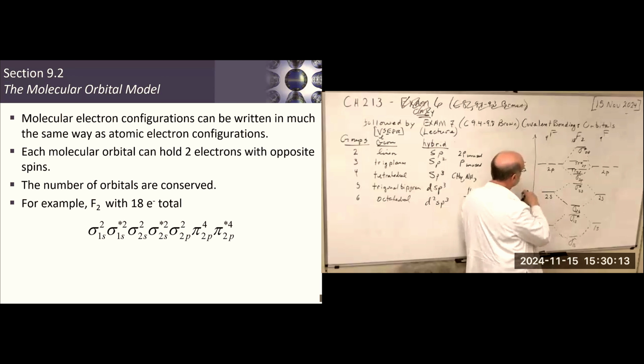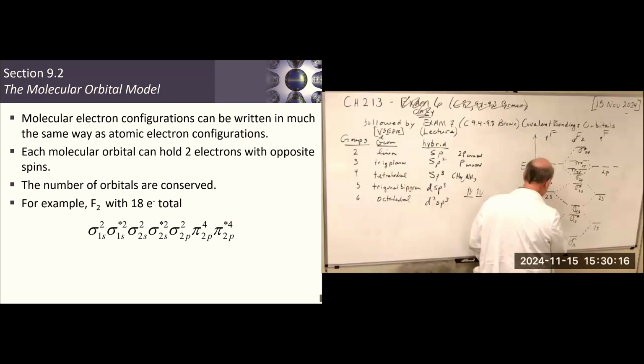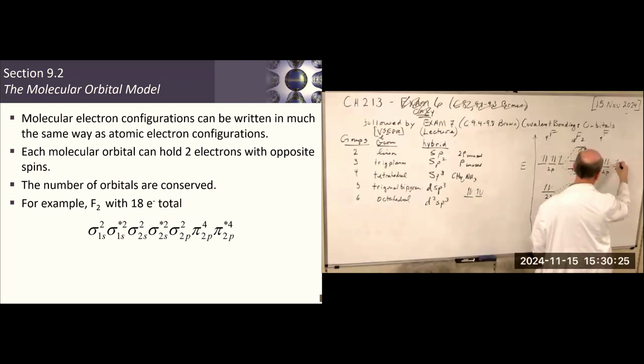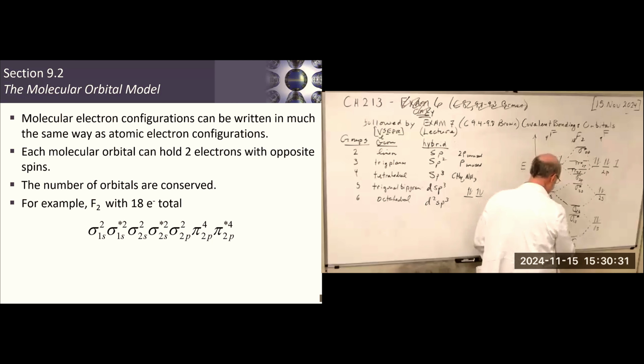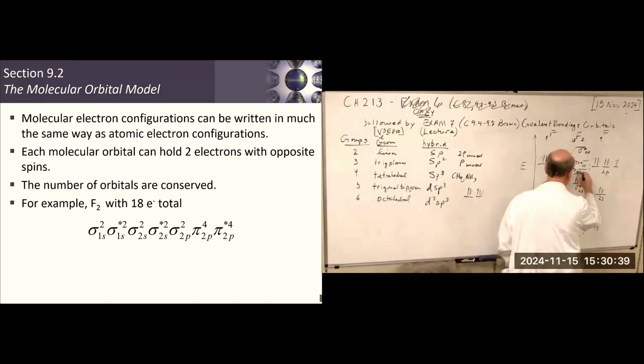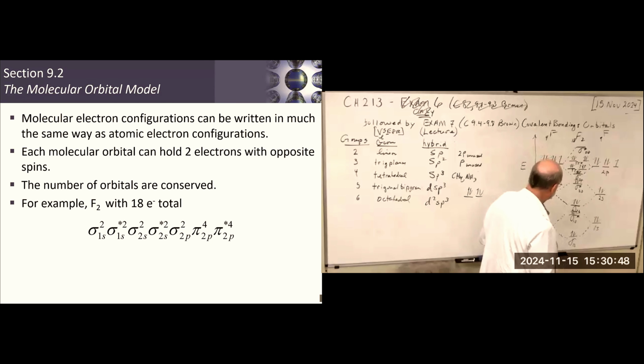Okay. Now, how many electrons do we have over here? Well, 1, 2, 3, 4, 5, 6, 7, 8, 9. So 9 and 9 is 18. So we start from the lowest energy: 2, 4, 6, 8, 10, 11, 12, 13, 14, 15, 16, 17, 18. So we used up these molecular orbitals, and there's nothing in that one.